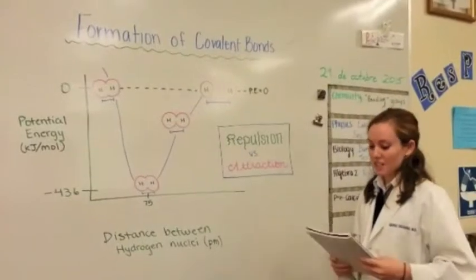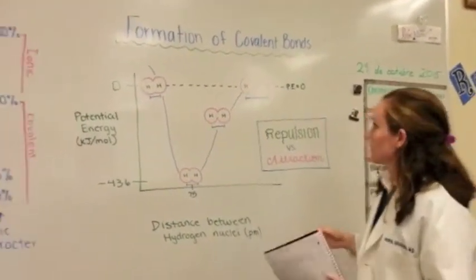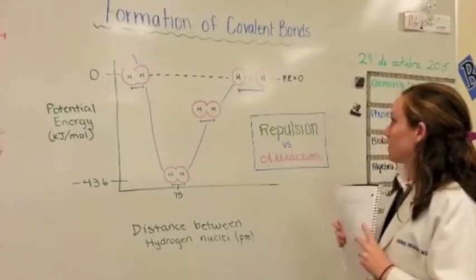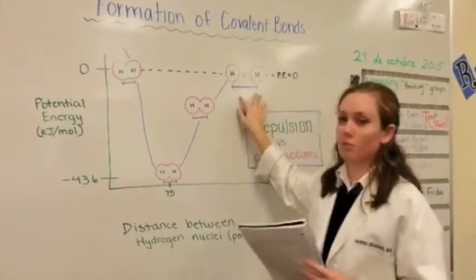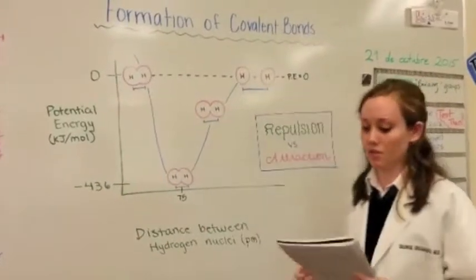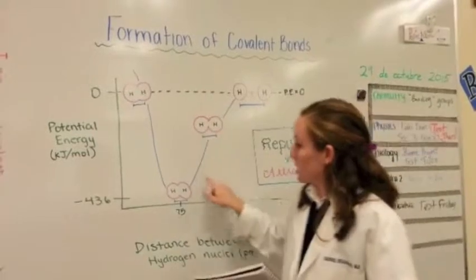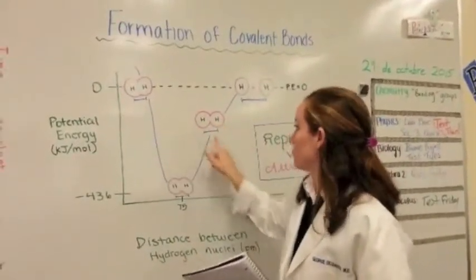Now we're going to be discussing the formation of covalent bonds. We can see this formation in the bonding of two hydrogen atoms. To begin with, the potential energy is equal to 0 when the hydrogen atoms are either too far from each other or so close that the repulsion is equal to the force of the attraction between the two atoms. In order to get to the lowest energy state, the hydrogen atoms are going to be bumping back and forth.